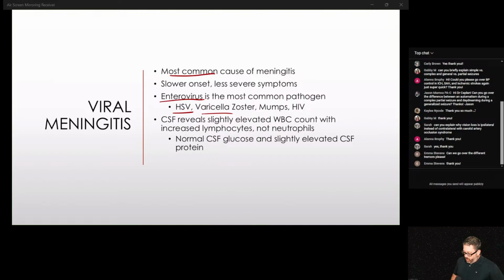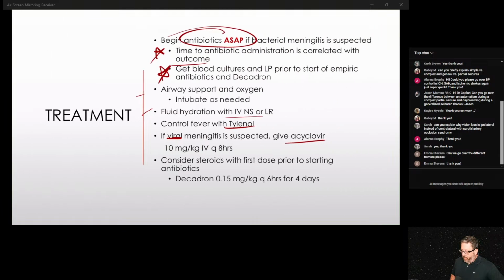Okay, so viral, again, most common. Herpes, varicella zoster, chickenpox, mumps, HIV are all causes. Here's your CSF for viral. Remember, the biggest thing with any type of meningitis, just give them antibiotics as soon as possible, because bacterial is the worst one, but you don't know which one you have, and you may not know for a little bit, so just get them going now. If it is viral later on, just add in some acyclovir to help with the viral part of it. Most of it's going to be symptom management. Some steroids to help reduce inflammation.